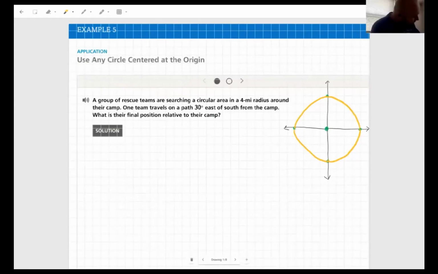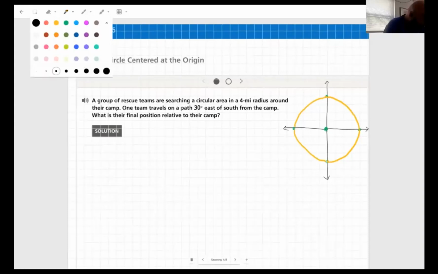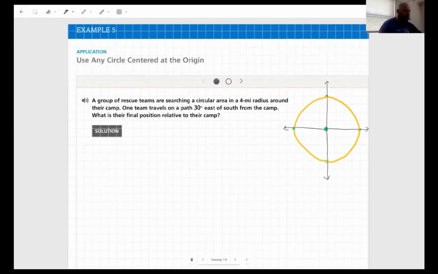I'm going to fix the second and third quadrant. It's not perfect, but it's as good as I'm going to get from you. Okay, so there's a group of rescue teams searching a circular area in a 4-mile radius around the camp.